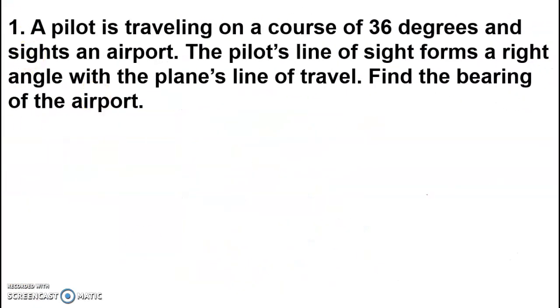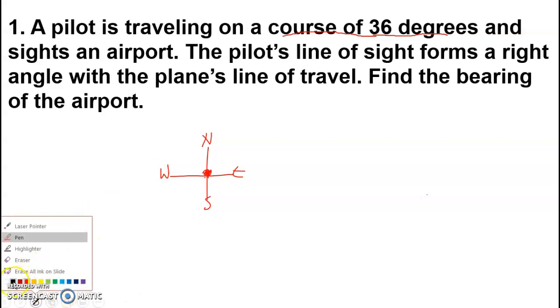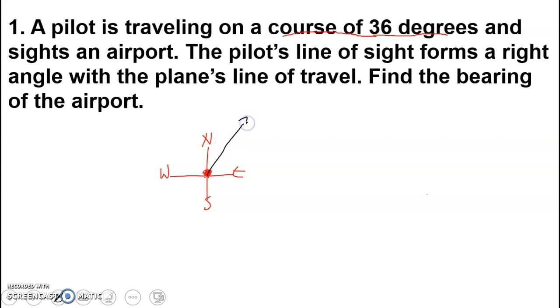So one problem quickly. A pilot is traveling on a course of 36 degrees. So that's the course of 36 degrees. So let's pick a point for a pilot. So this is where the pilot is. We draw our north, south, east, west pole. And the course it made here is 36, which will be about here. So this angle here is 36 degrees.